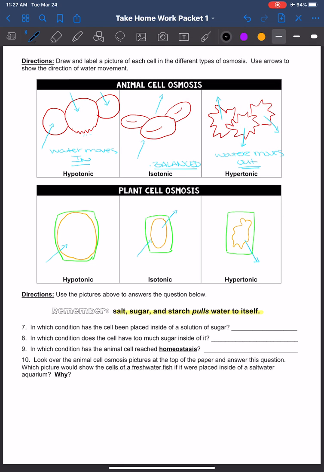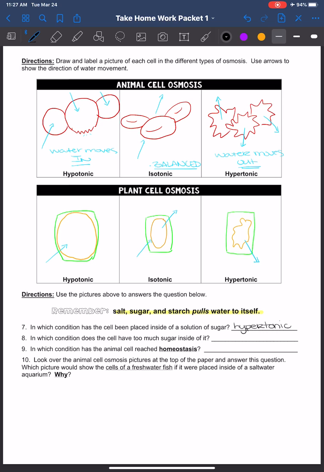So let's change my pen color here. In which condition has the cell been placed inside of a sugar solution? Inside of a sugar solution, it would be hypertonic. There would be more sugar outside of the cell, so it's going to pull the water out of the cell, making the cell shrivel up.